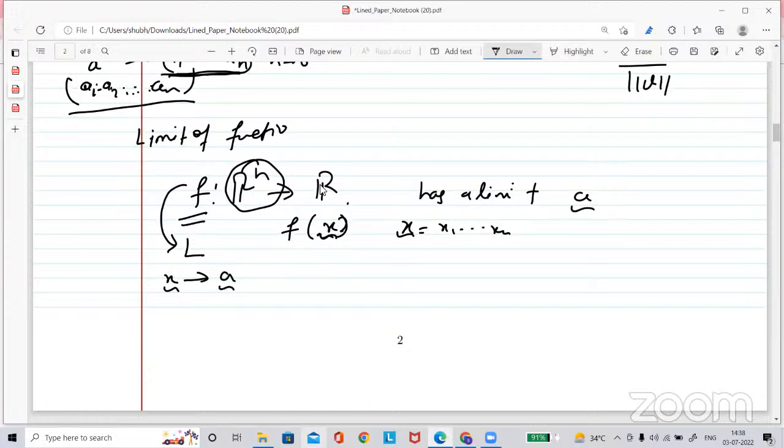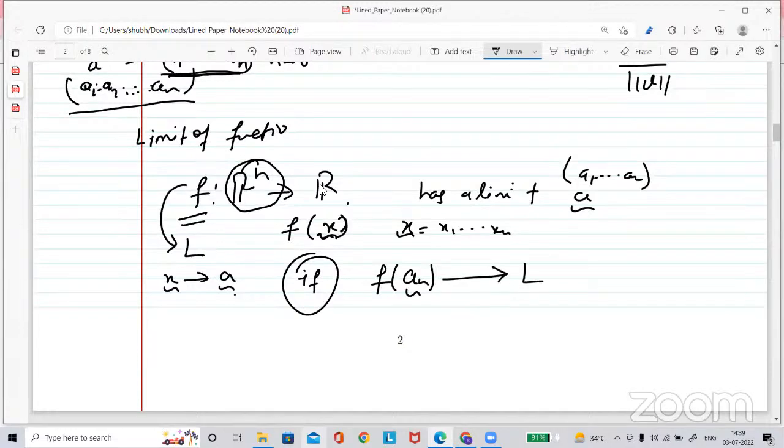Again, let's assume ã means a1 to an. As x̃ approaches ã, we say f has limit L if the condition is that the sequence f(ãn), where ãn is a sequence in that space Rn, approaches L, and this holds for all sequences ãn which approach ã.